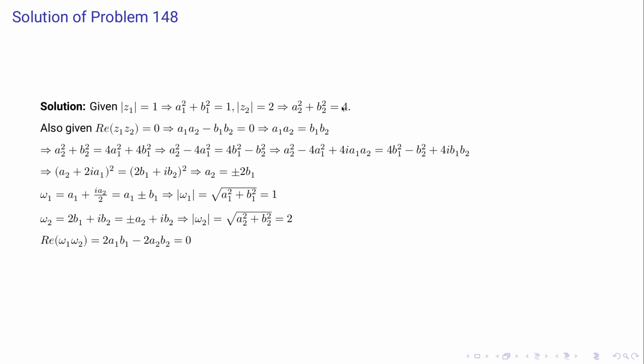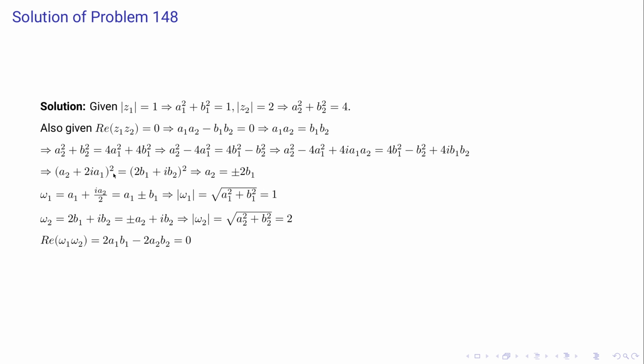Now, since this is 4 and this is 1, we can write that a2 square plus b2 square is equal to 4 a1 square plus 4 b1 square. Now we bring 4 a1 square to the left hand side and b2 square to the right hand side. We get a2 square minus 4 a1 square is equal to 4 b1 square minus b2 square. Now since a1 a2 and b1 b2 are equal, we can add 4i a1 a2 to the left hand side and 4i b1 b2 to the right hand side. So this gives us (a2 plus 2i a1) whole square is equal to (2 b1 plus i b2) whole square.